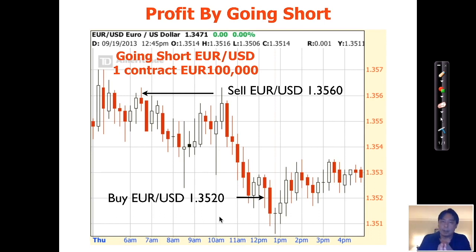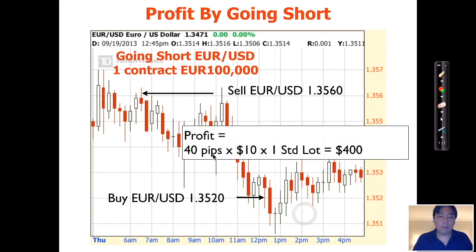Okay, so notice in the Forex markets, there are two ways to make money. One way to make money is buy low, sell high, which is what we did in the previous example. The other way to make money is to sell high and buy low. So it's the same thing, just going the opposite direction, you make the same profits. So in this case, we sell at 3,560, we buy at 3,520, and we made 40 pips. The difference between 3,560 minus 3,520 is 40 pips, and each pip is $10. We bought one lot, that's 400 bucks. So same thing.